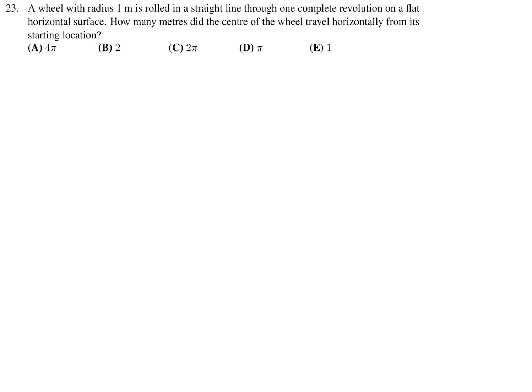A wheel with radius 1 is rolled in a straight line through one complete revolution on a flat horizontal surface. How many meters did the center of the wheel travel horizontally from its starting location?